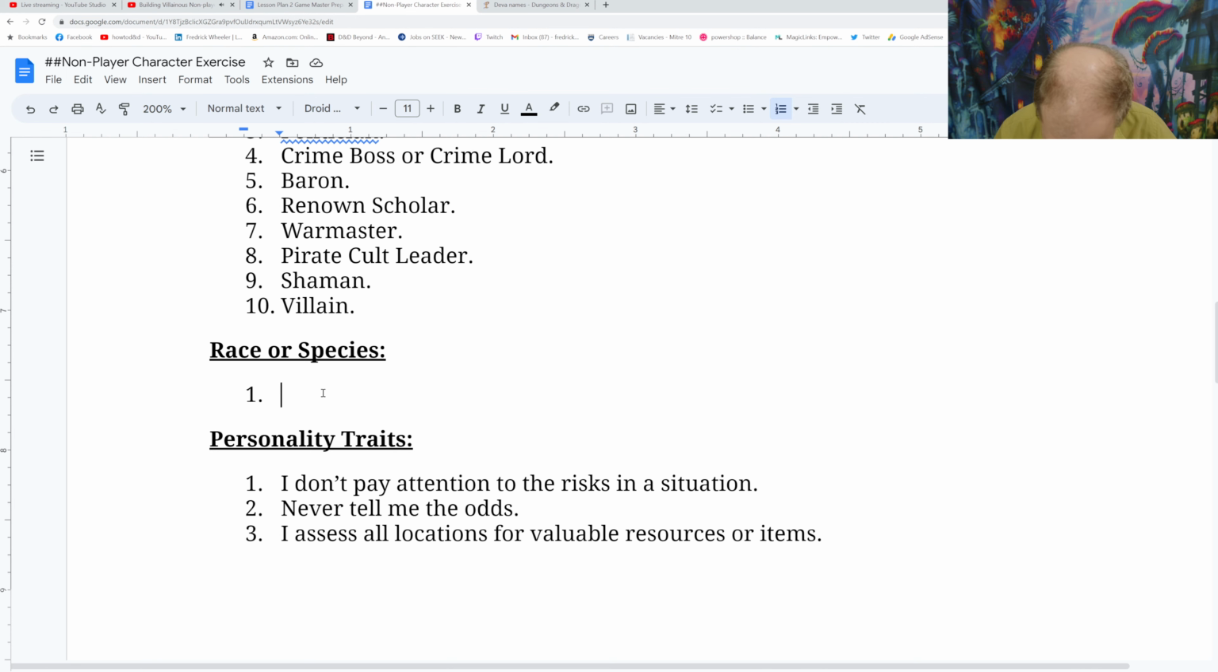Hashtag pick a race or species for the villain NPC. There we go. New task. That's your task. While you're doing that, I will be reading out all these different secrets.